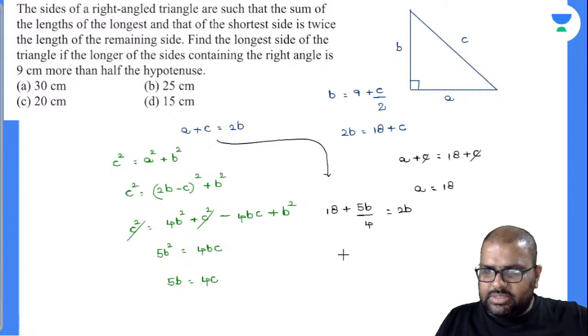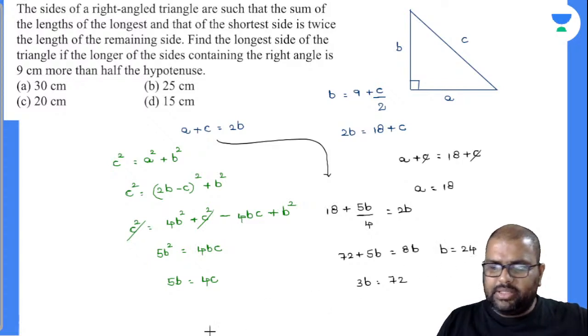So 18 4s are 72. Am I right or wrong? Yes, 72 plus 5B is equal to 8B. Automatically this becomes 3B is equal to 72. Now automatically B value is nothing but equal to how much? 24. So it is a Pythagorean triplet.